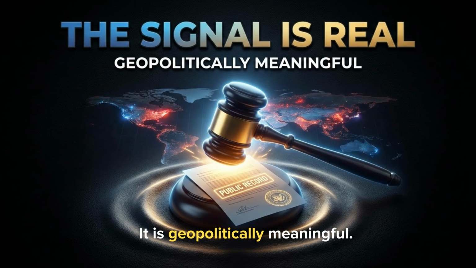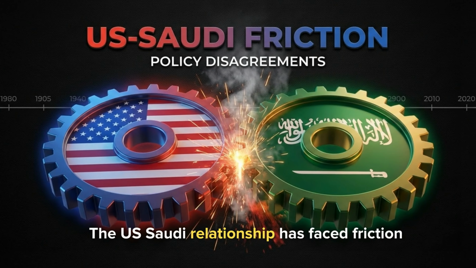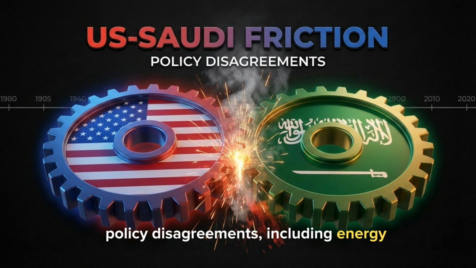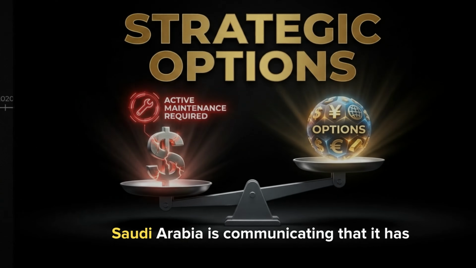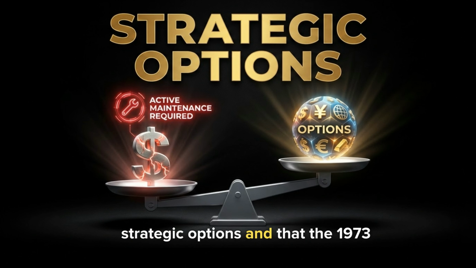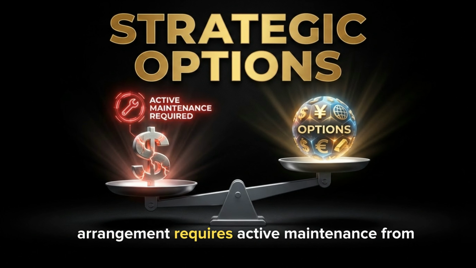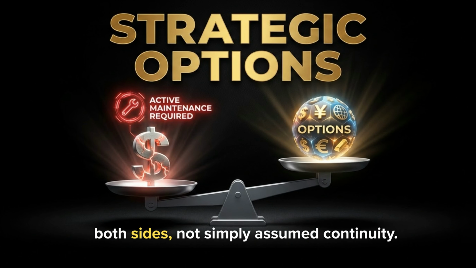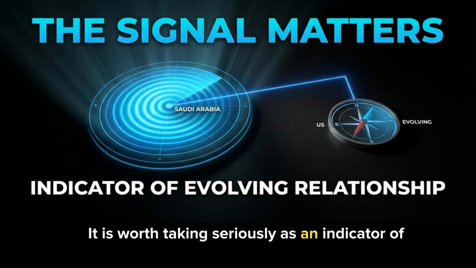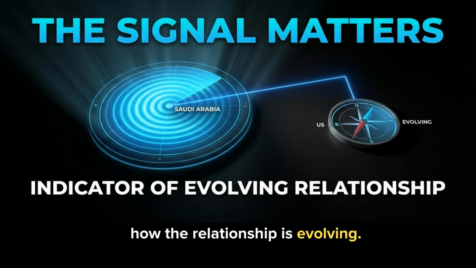It is geopolitically meaningful. The US-Saudi relationship has faced friction across multiple US administrations over various policy disagreements, including energy production levels, regional security commitments, and other bilateral issues. Saudi Arabia is communicating that it has strategic options and that the 1973 arrangement requires active maintenance from both sides, not simply assumed continuity. That signal matters. It is worth taking seriously as an indicator of how the relationship is evolving.